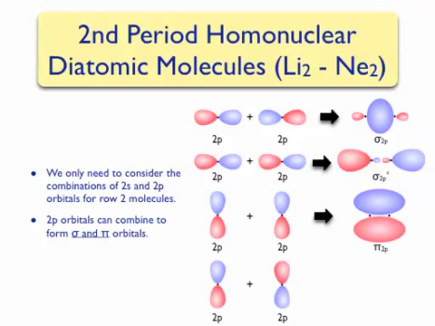We can also form an antibonding combination by flipping one of the orbitals 180 degrees. Adding the two 2p orbitals out of phase yields a pi star 2p antibonding orbital. Once again, there's also a pair of 2p orbitals that would be pointing out of the plane of the screen at you. Therefore, there are two pi star 2p orbitals that are equal in energy.